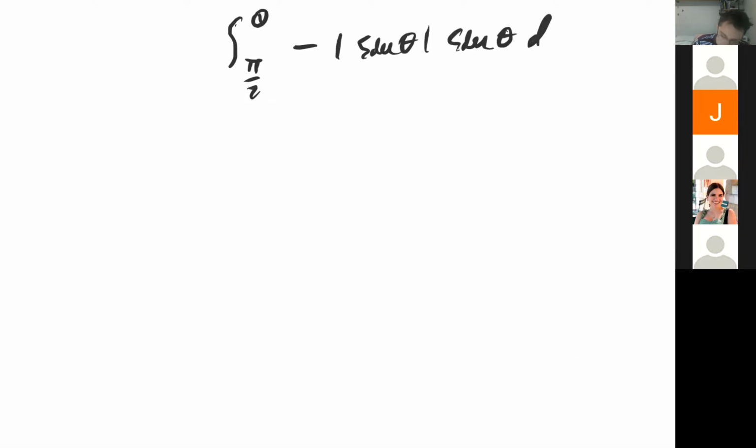Ignoring the absolute value for a second, we're going from minus pi over 2 to 0. And what was our expression again? Our expression was minus sine theta d theta. Is everyone with me so far?